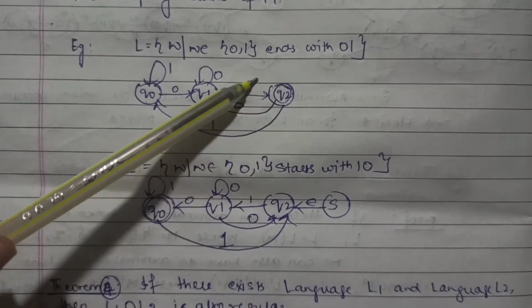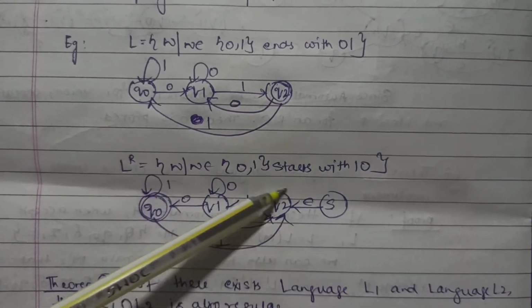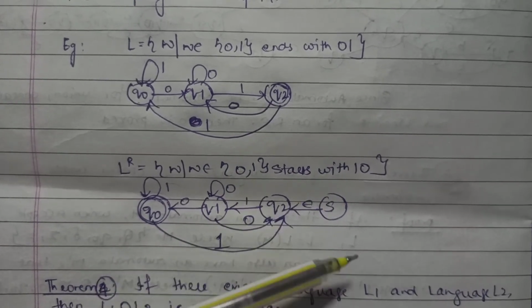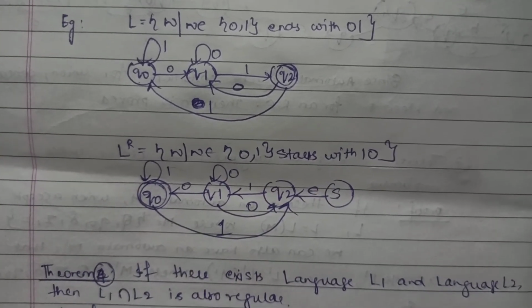That is, the accepting state here is Q2. So it will have an epsilon transition from the new start state S. So that is about theorem 3.